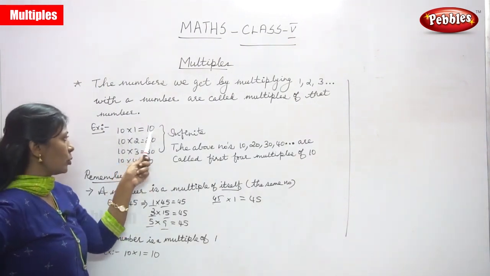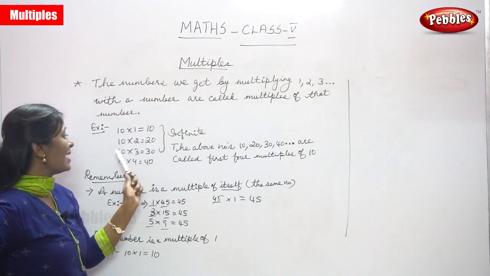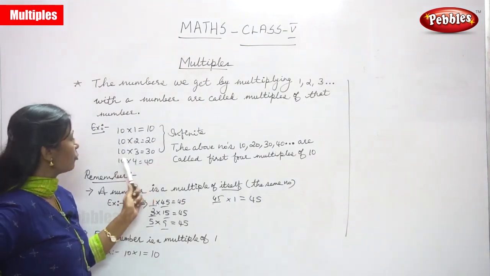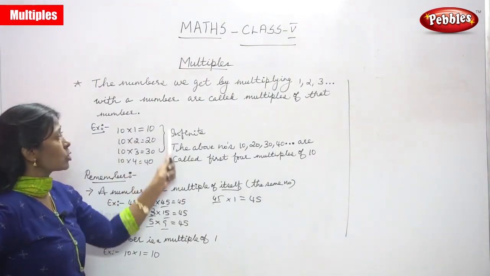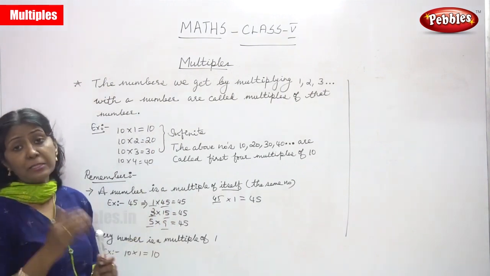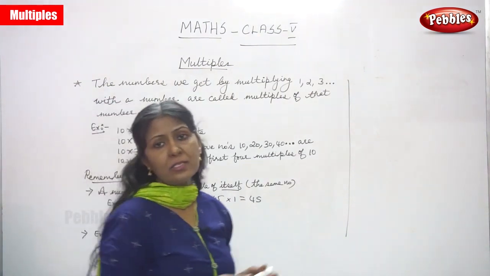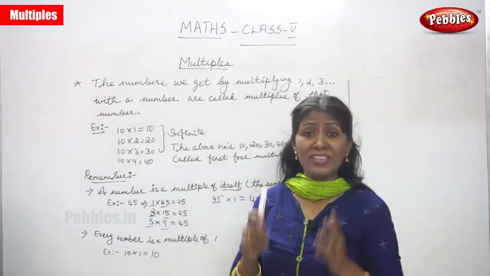Sorry, 10 into 1 is equal to 10. 10 into 2 is equal to 20. 10 into 3 is equal to 30. 10 into 4 is equal to 40. And so on, it is infinite. Multiples are always infinite, and factors are not infinite. They are finite.